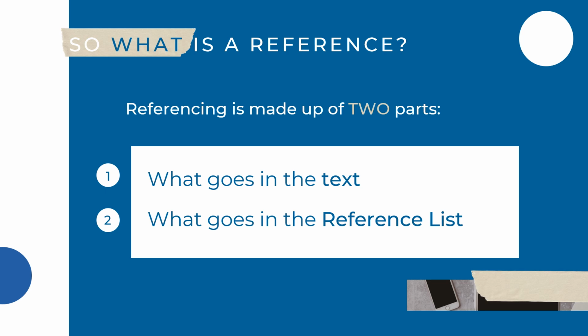So what is a reference? In APA, a reference is made up of two parts. Part 1, what goes in the text itself, and Part 2, what goes in the reference list. These two parts must correspond. So if something appears in your text, you must have a corresponding entry in the reference list and vice versa. We will look at both of these in more detail over the next few slides.